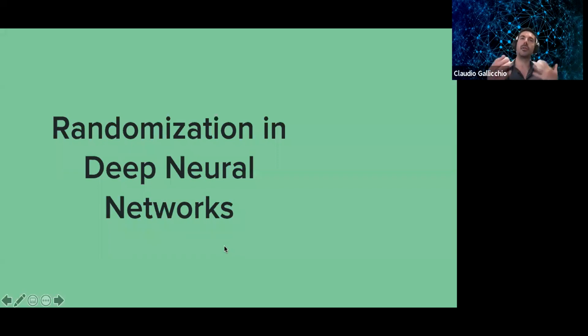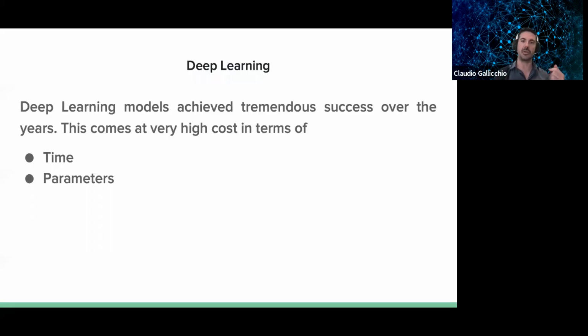Now I would like to motivate even further the need for randomization in deep neural networks and to frame the discussion a little bit about this. So in these few slides, I'm not focusing necessarily on the concept of deep learning for sequential data processing, but more in general on the concept of deep learning. We all know that deep learning had a lot of success in the previous years, and currently it's used a lot in industry, but this comes at a very high cost, in terms of both training time and parameters.